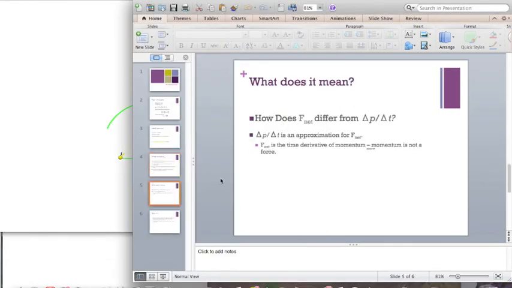Now, what does it mean? How does F net differ from the change in momentum over the change in time? Well, the change in momentum over the change in time is an approximation for F net. It is not actually F net. F net is a time derivative of the momentum, but momentum is not a force, so it is not a completely accurate approximation. However, it's close enough.